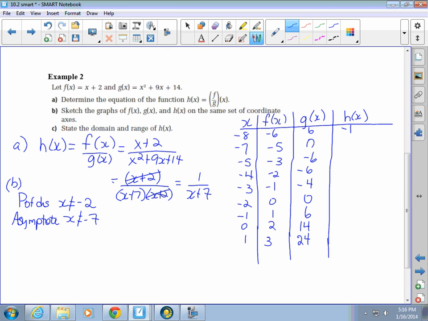-5 divided by 0, can't do that. -3 divided by -6 is a positive 1/2. -2 divided by -6 is a positive 1/3. -1 divided by -4 is a 1/4. 0, 1/6, 1/7, and 1/8. Okay, so now I can start to plot these.